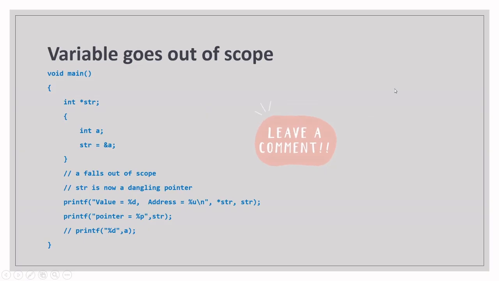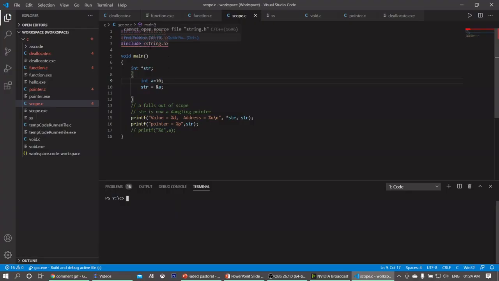The other one is when a variable goes out of scope. I tried with different examples, but I'm not getting the pointer variable deallocated. If you have a better example, please leave a comment below. You can see here I created a replica of the program which I got on GeeksforGeeks. When I run this program, you can see the value of a is not deallocated outside the scope.